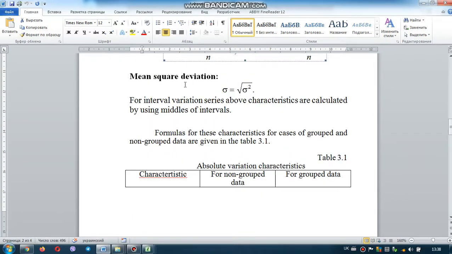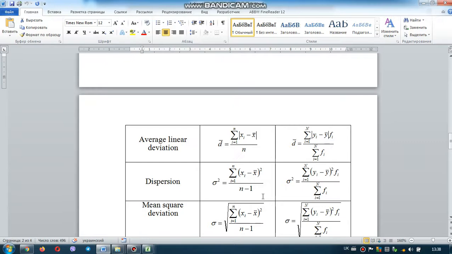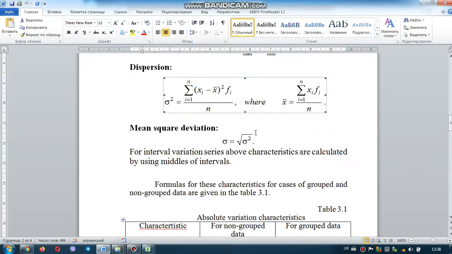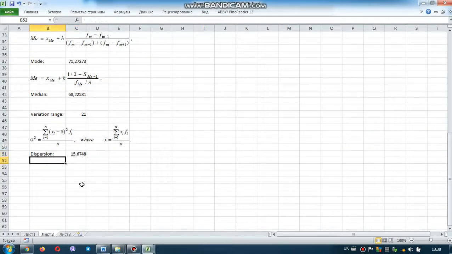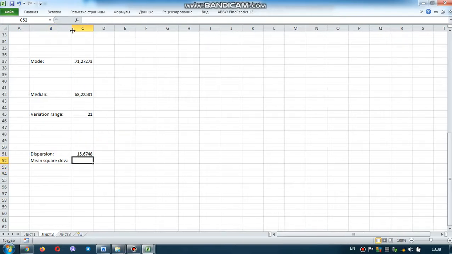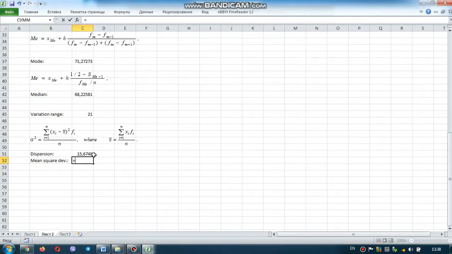And the mean square deviation is the square root of dispersion. It's not a problem. Function корень is used. Okay.